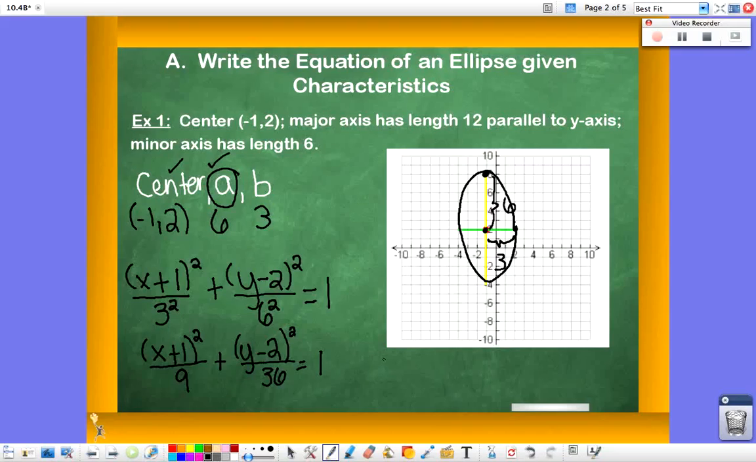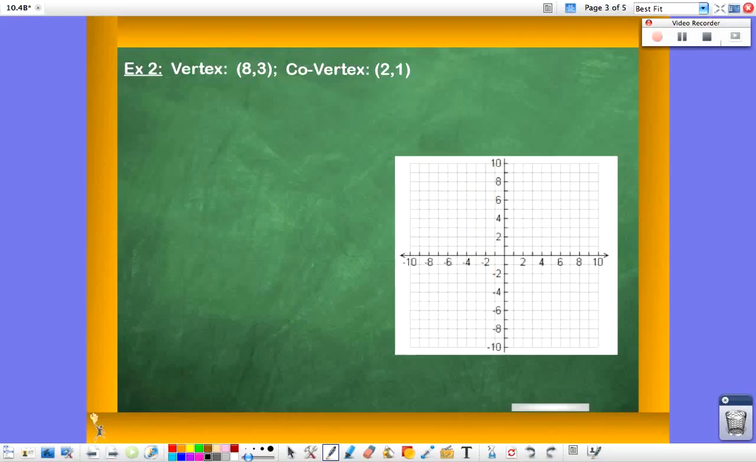Let's try another example when we're given different characteristics. Alright, with example 2 we're given 3 little bits of information. We're told that the vertex is at 8, 3, and that we have a covertex at 2, 1 and a covertex at 2, 5. So let's go ahead and once again use a graph to help us to visualize what's going on here.